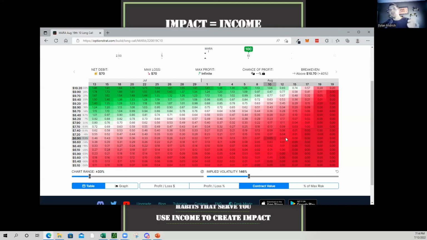So again, guys, if you have any questions at all on any of this, reach out, let us know. But again, there is nothing more important in options trading than being in the correct contract with the correct expiration and the correct strike price.